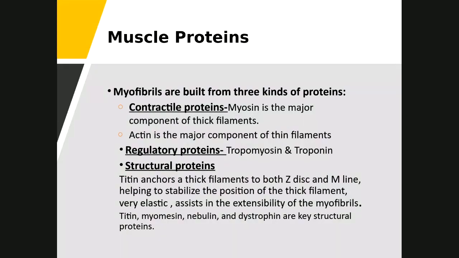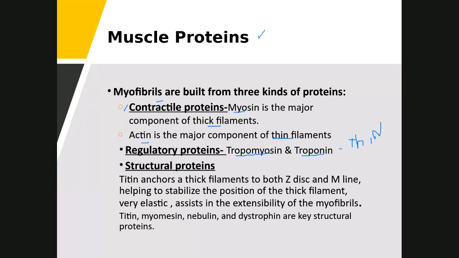So let's talk about these muscle proteins. The myofibrils are built from three types of proteins. One's a contractile protein: myosin is one of the major thick filaments, and actin is one of the major thin filaments. These are contractile proteins. Then we've got regulatory proteins, called tropomyosin and troponin, which are part of the thin filaments. We'll look at images of this. So they're called regulatory proteins.